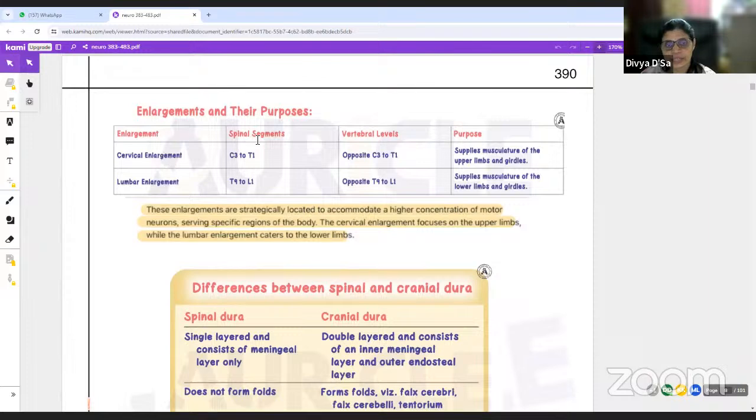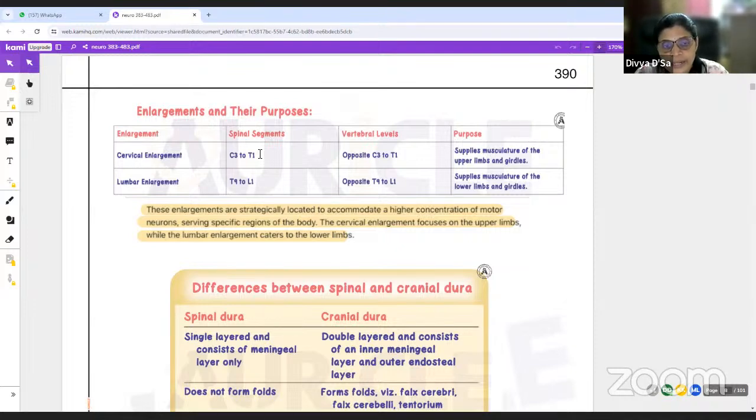Now the enlargements, and what is their importance? The cervical enlargement extends from C3 to T1. The spinal segments forming it are C3 to T1, and the vertebral levels lie opposite to C3 to T1. Its purpose is that it supplies the musculature of the upper limbs and the girdles.